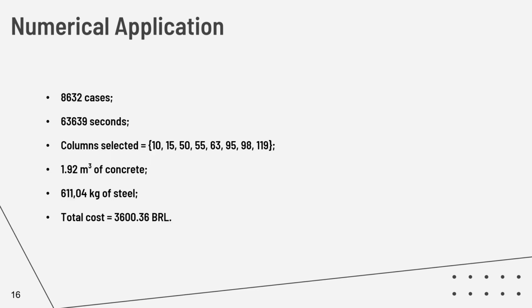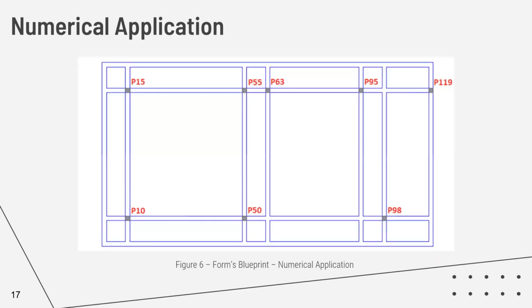With that, the simulation resulted in almost 9,000 Ks over 63,000 seconds, something close to 18 hours. The optimized solution can be seen in the next figure, in the next slide, which resulted in 1.92 cubic meters of concrete and 611 kilograms of steel. Those prices used as coefficients were obtained in SINAP, a Brazilian website, and the total cost of the structure was about 3,600 Brazilian reals. Here we can see how it looks like, the structure of the randomly selected columns.